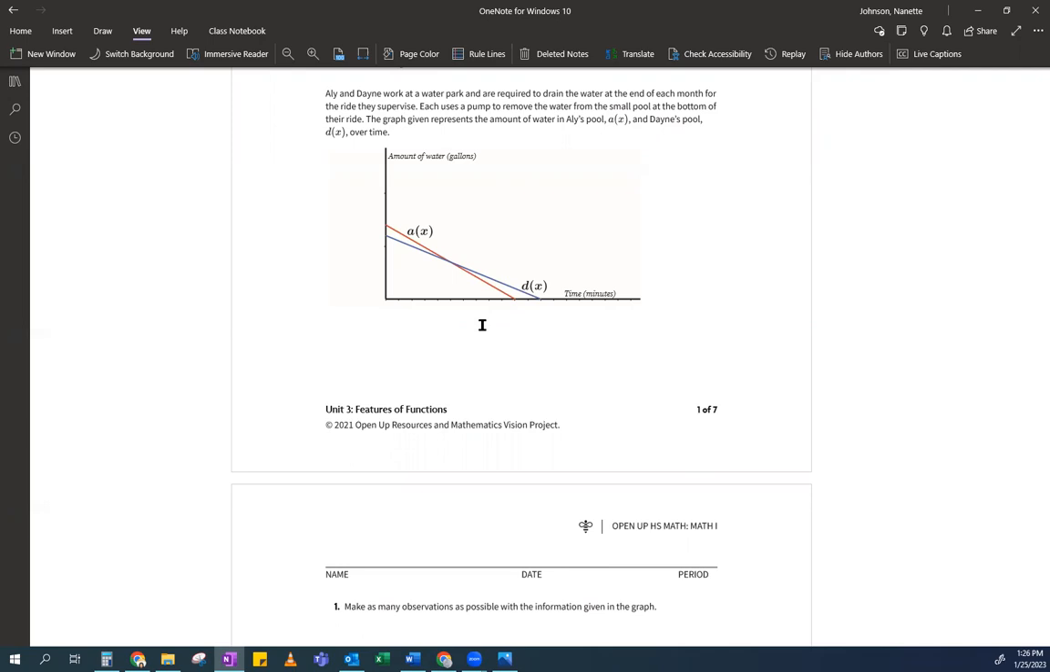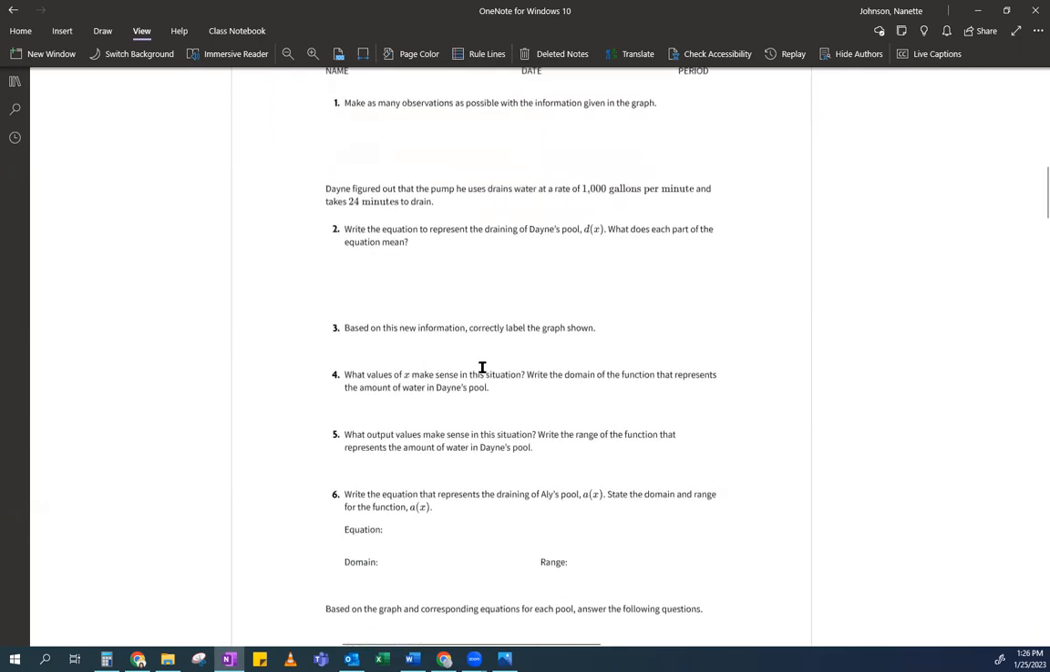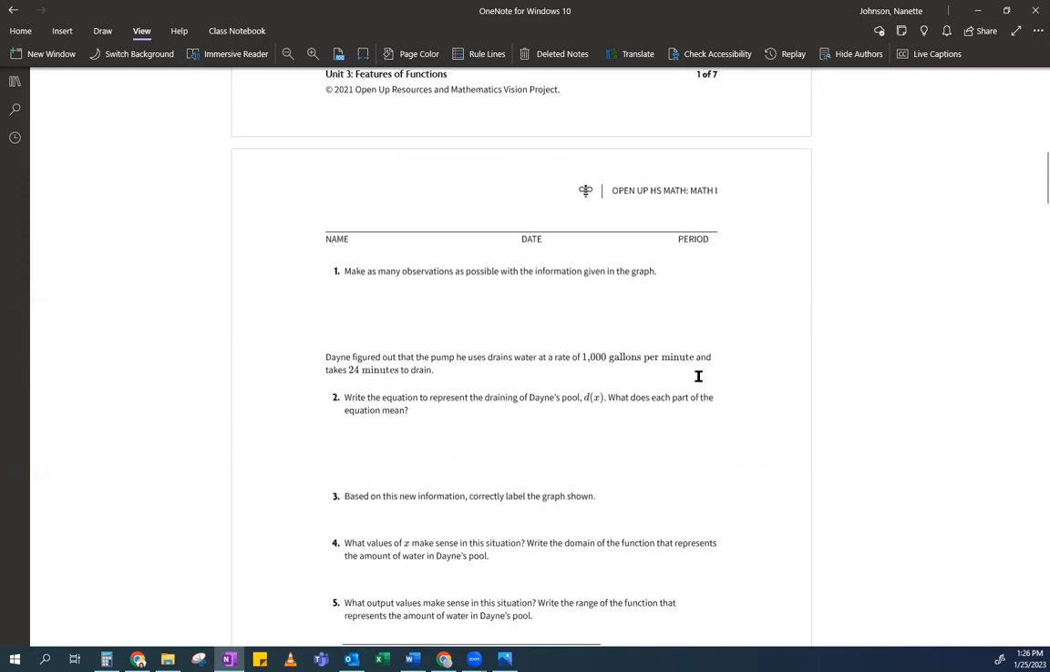Someone says, I think 1,000 is the slope. Let me see. 1,000 gallons per minute. How many of you agree with that person? Someone said, I think 1,000 is a slope. Can I get some yeses? No, I don't know. I'm not sure.